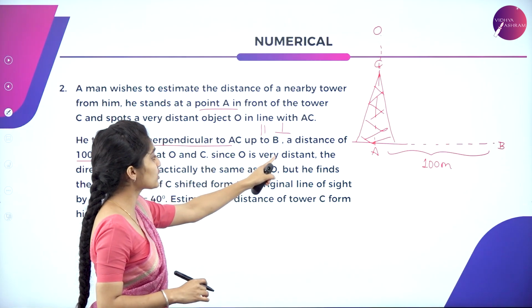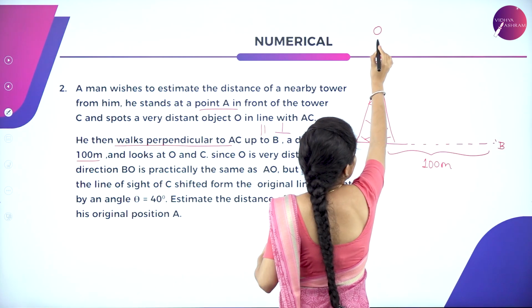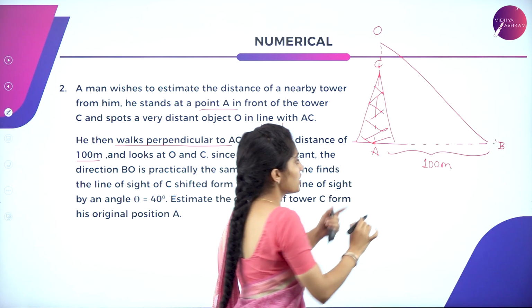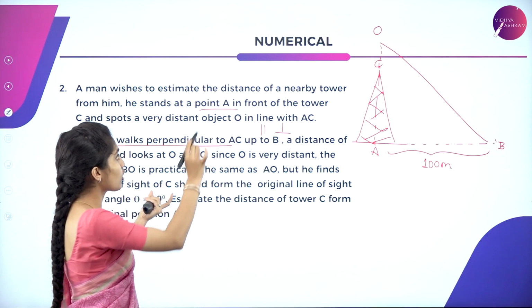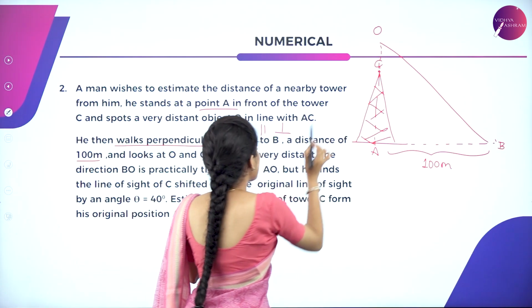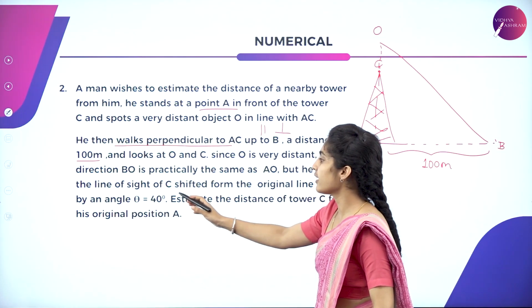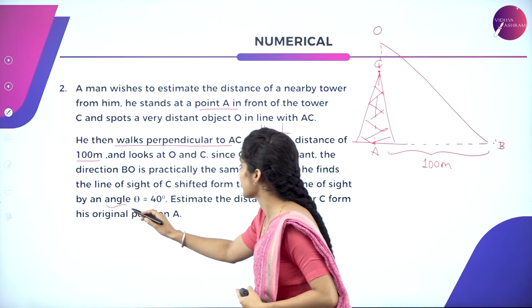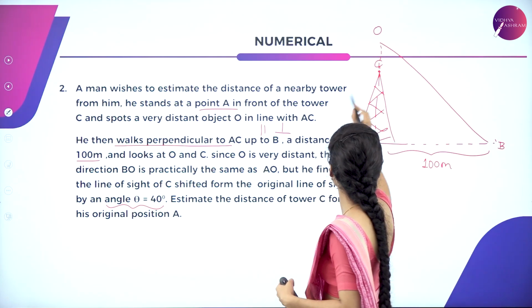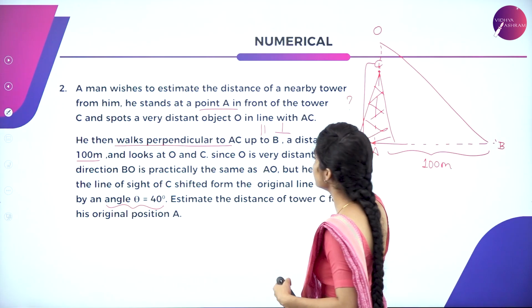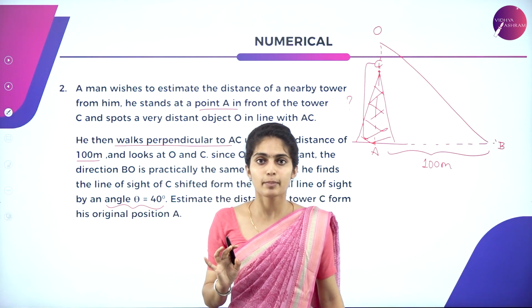Next, since O is very distant, the direction BO is practically the same as the direction AO. But he finds the line of sight of C is shifted from the original line of sight by an angle theta, that is 40 degrees. So the given is angle theta at 40 degrees. Estimate the distance of the tower C from his original position. We need to estimate the distance of the tower from the original position, point A.